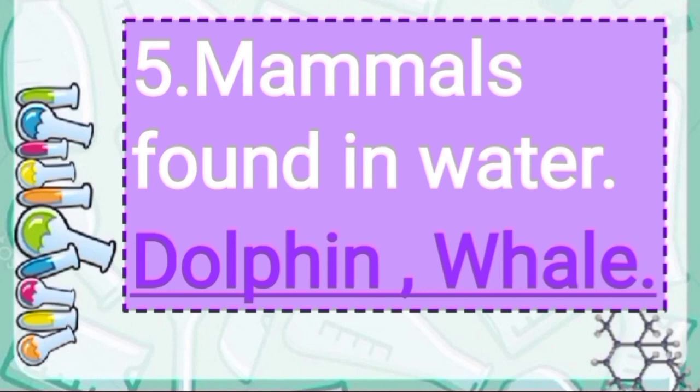But they do not have hair on their body like other mammals. Whales and dolphins breathe through their lungs and they take in air through blowholes which are present on the top of their heads. So they have to come to the surface of water frequently to breathe in air.